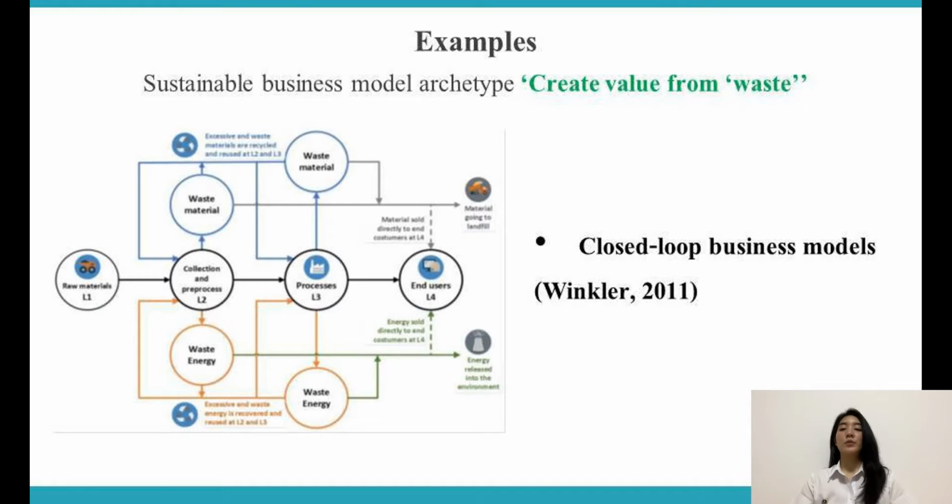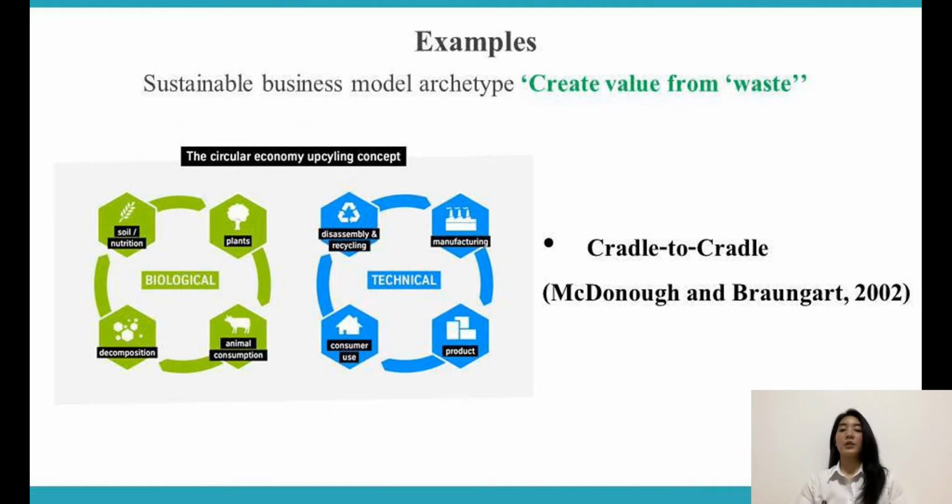Second, closed-loop business model includes product and business process designed in a manner that enables waste at the end of the use phase of a product to be used to create new value. And the last, cradle to cradle, incorporate the ideas of a closed-loop technical nutrient cycle with a biological open-loop cycle. Next, Ms. Sirakant will talk about the next example.